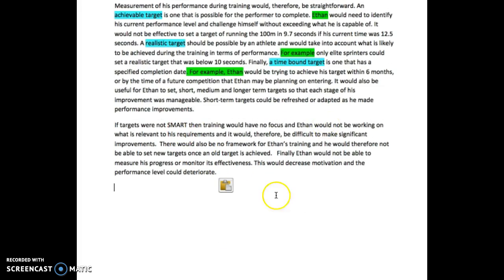And I've written here, if targets were not smart, then training would have no focus, and Ethan would not be working on what is relevant to his requirements, and it would, therefore, be difficult to make significant improvements. There would also be no framework for Ethan's training, and he would, therefore, not be able to set new targets once an old target is achieved. Finally, and I'm just going to check my grammar there, finally, Ethan would not be able to measure his progress or monitor his effectiveness. This would decrease motivation and the performance level could deteriorate because, of course, we're talking about improving performance with smart targets. If they weren't there, then performance level could even get worse. He could get injured. He certainly wouldn't be focused and wouldn't be seeming to make those improvements.